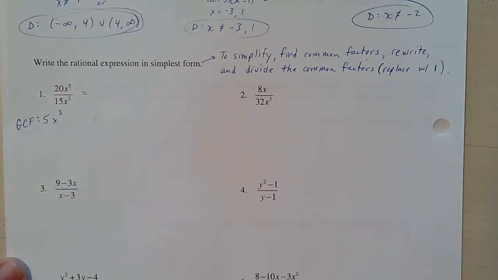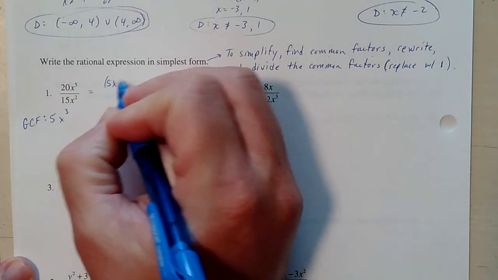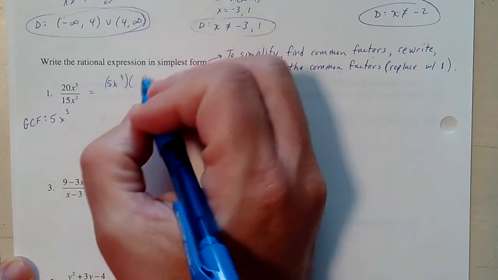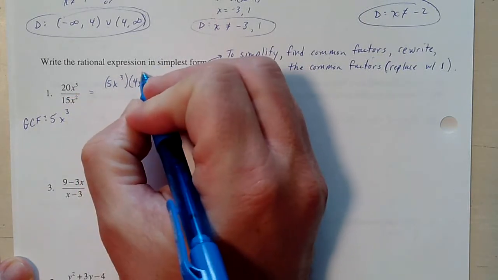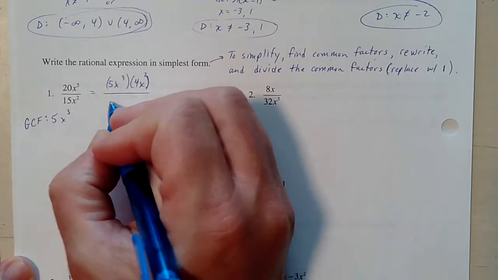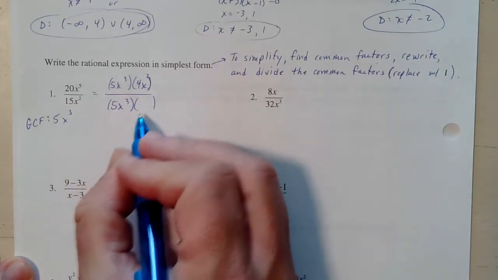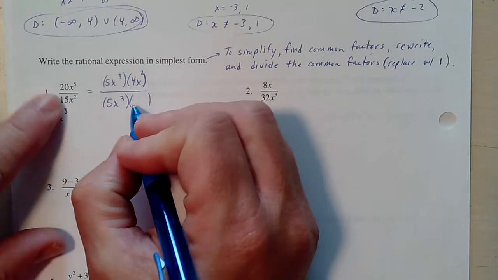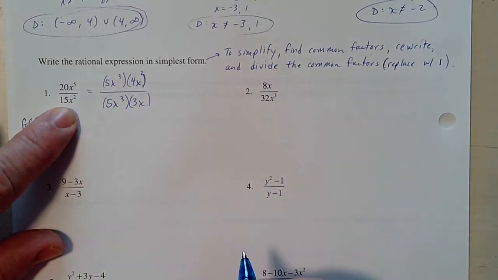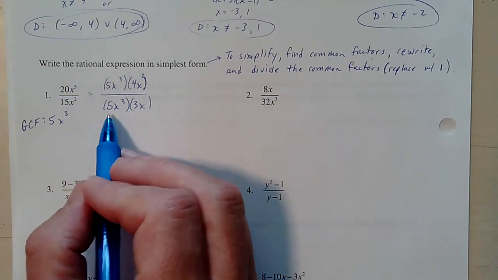All right, so I'm going to rewrite this with the common factors. So 5x cubed times what will give me 20x to the 5th? Well, I'm going to need 4x squared. Okay, what about down here? 5x cubed times what gives me 15x squared? Well, we're going to need 3, and I'm going to need an x. Okay. All right, so now I express these with the common factor.